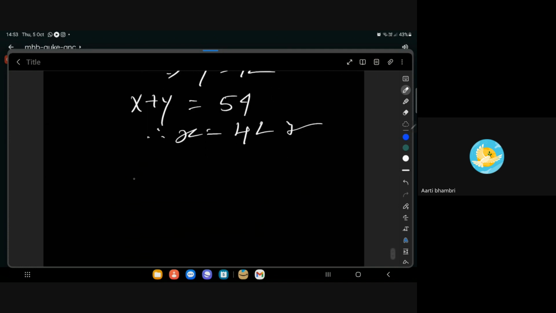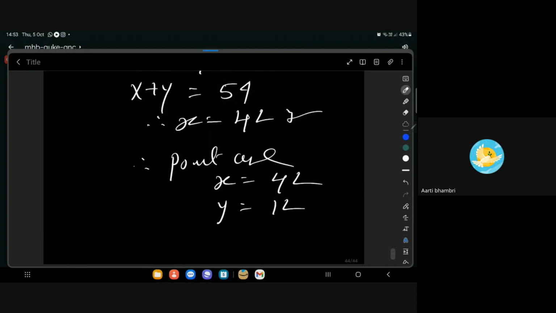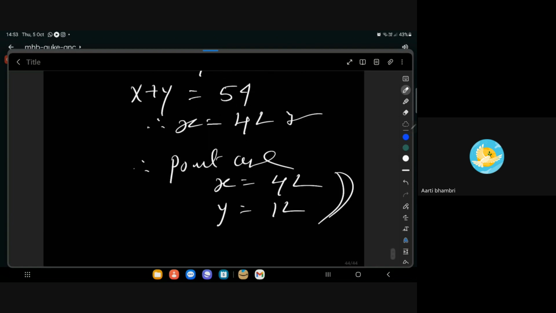So presently, they have asked you to calculate the present age. Present age of father is x equal to 42, and son y is equal to 12. You can see, just add them. How much is coming? 54. Now you can test after 18 years how much their age will be.